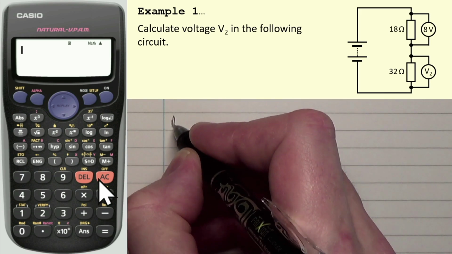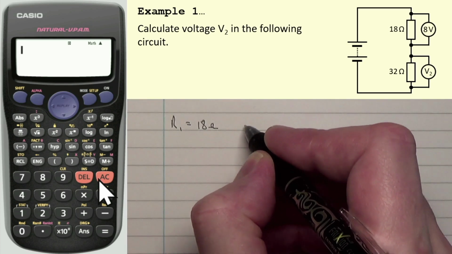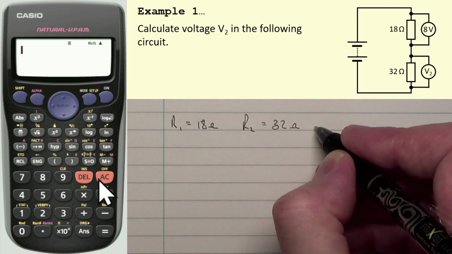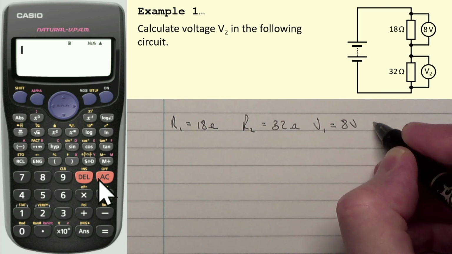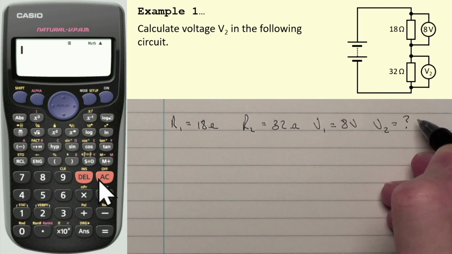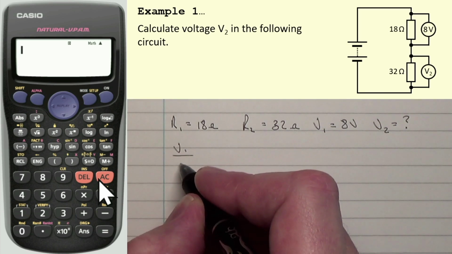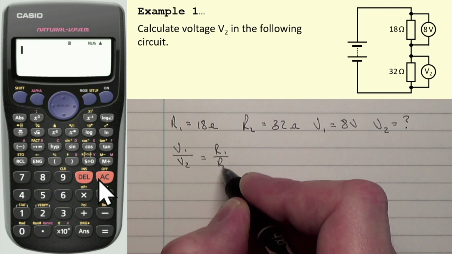So I'll say that R1 is equal to 18 ohms. I'll say the bottom resistance R2 is 32 ohms, and voltage V1 is 8 volts. V2, your guess is as good as mine. That's what we're trying to find out. The equation we're using is V1 over V2 is R1 over R2.